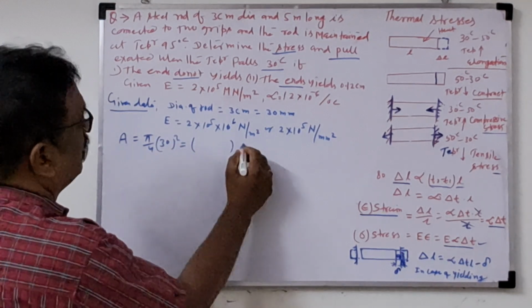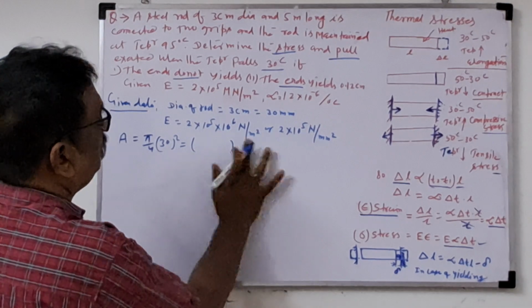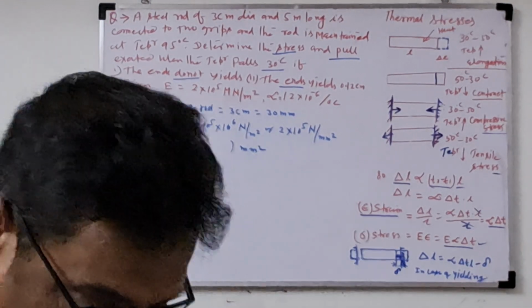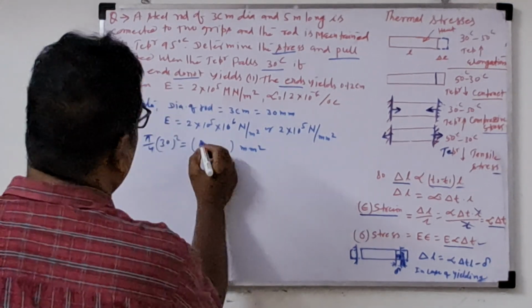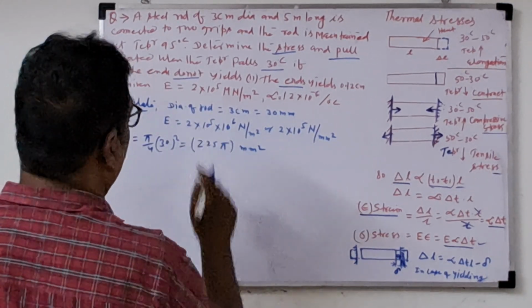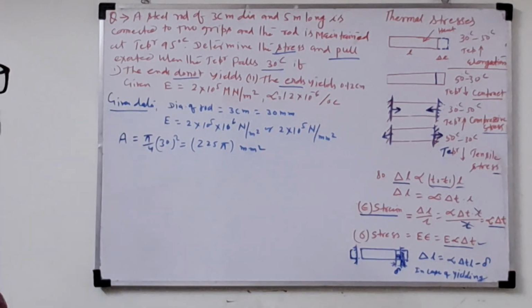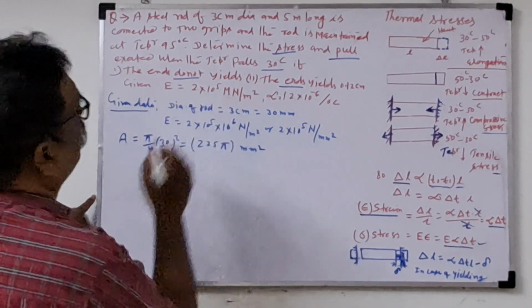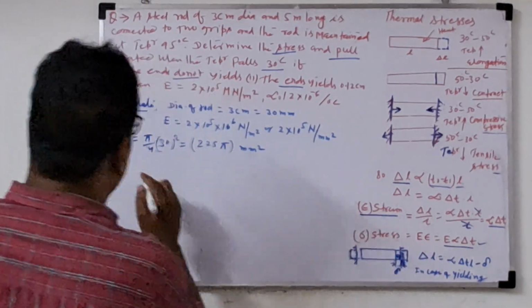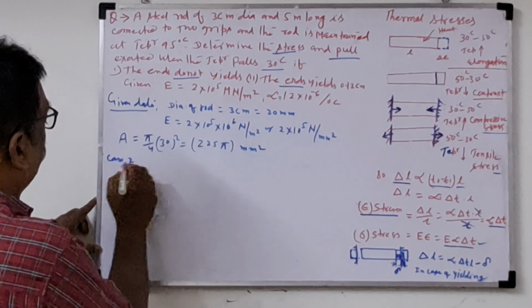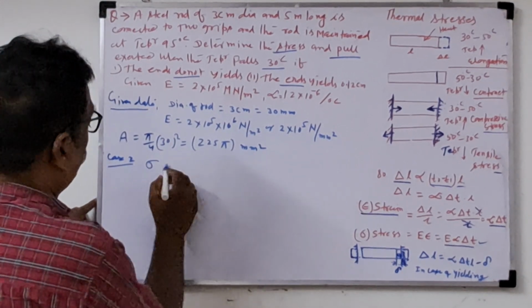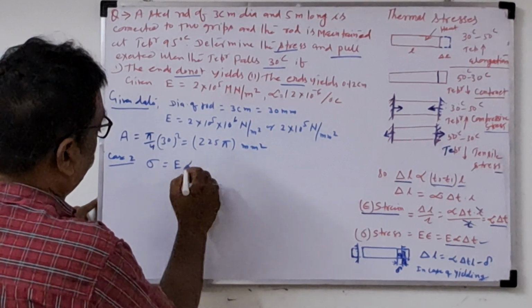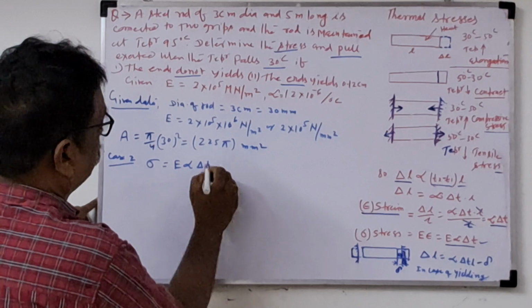This value will come in mm squared, which we already calculated. Area will come as 225 pi, written in terms of pi. So we know the area now. Now we will find Case 1. Directly we will write the formula for the stress. Case 1: what is the stress formula? If we take the stress equal to E, alpha, into change in temperature.